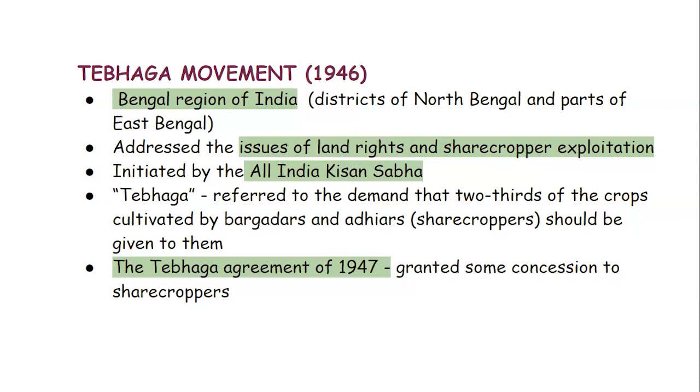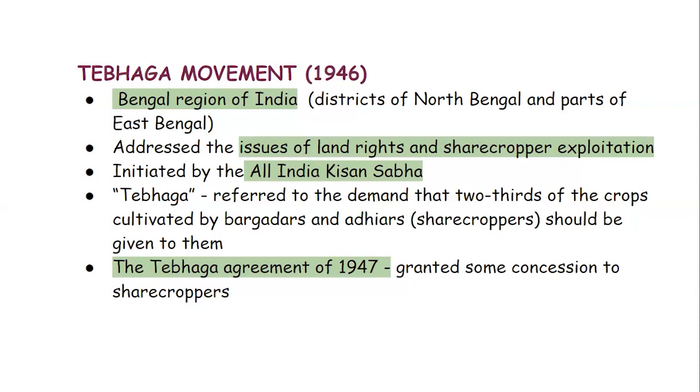And it was initiated by the All India Kisan Sabha, or the All India Kisan Sabha gave leadership to this movement. And the term Tebhaga, which is in this name, refers to the demand that 2/3 of the crops cultivated by Bargadars and Adiyars, means sharecroppers, should be given to them. So the movement got its name itself from their demand.